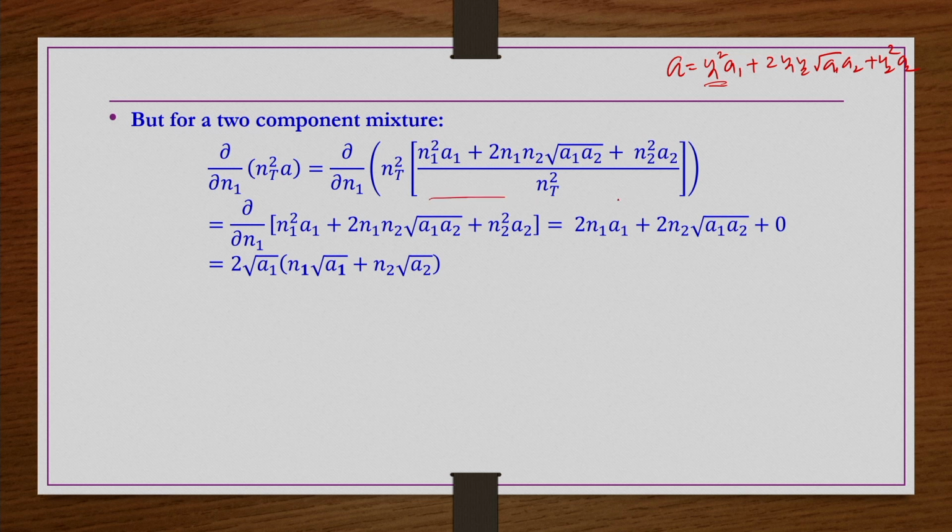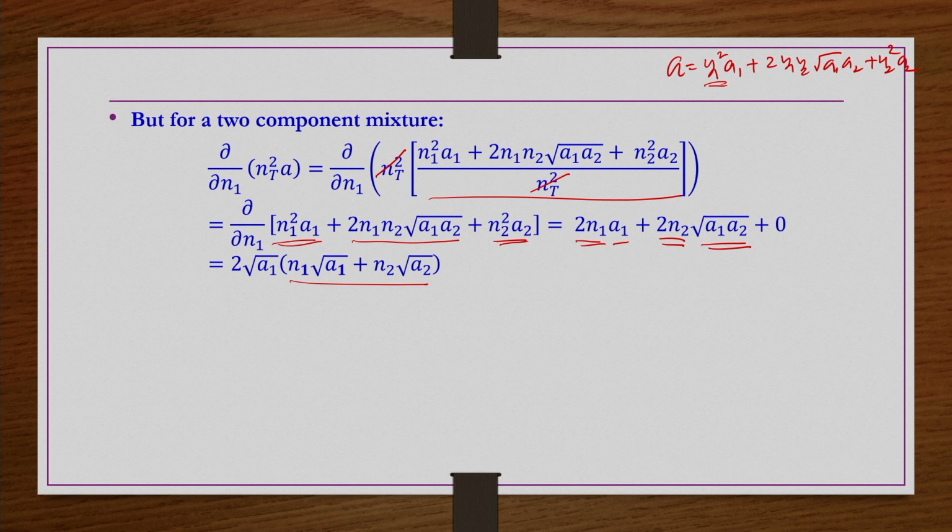So then in place of A this is what I have. So this nt² we can cancel out. Then if you differentiate, from differentiation of the first term you will get 2 n1, a1 is constant, differentiation of the second term I will get 2 n2, and then square root of a1 a2 is constant, and differentiation of the third term is 0. So then from these two terms I am taking 2 square root of a1 common. So then I can have n1 square root of a1 plus n2 square root of a2.